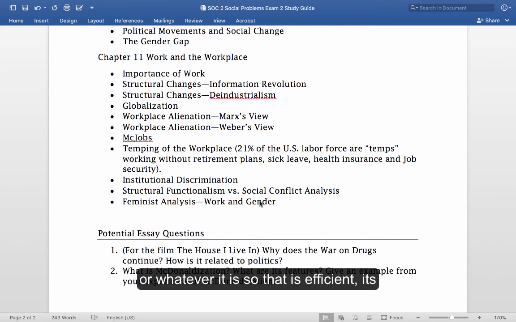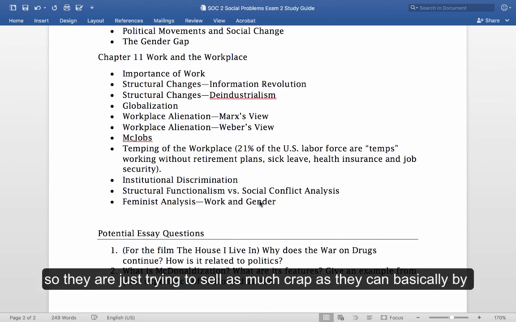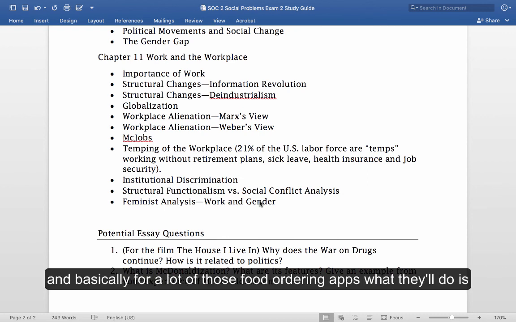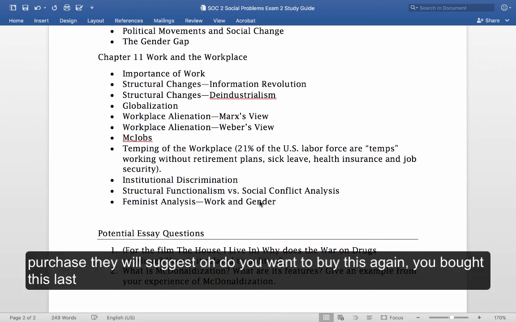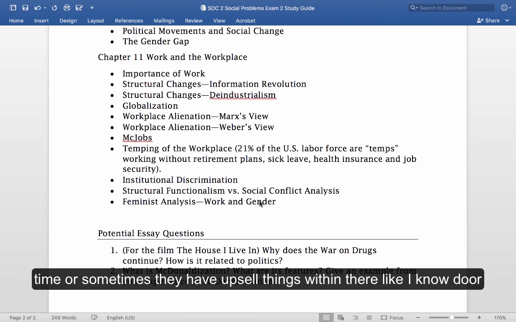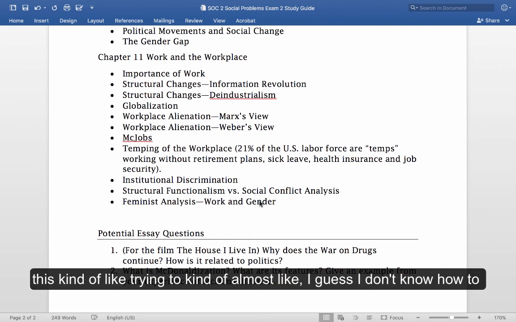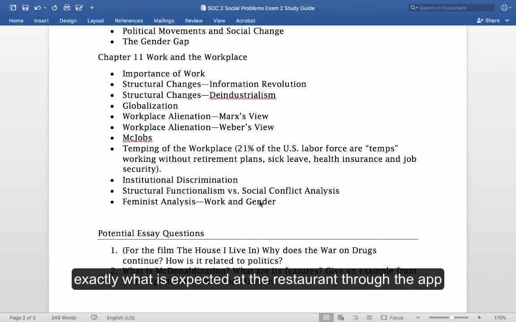So that's efficient. It's calculable because it's really all about getting you in and out of the restaurant as quickly as possible. So they're just trying to sell as much crap as they can, basically, by promoting a convenience service to you. It's predictable because you put into your app what you want to buy, and what you receive is that. For a lot of those food ordering apps, if you open it back up from a previous purchase, they will suggest, do you want to buy this again? You bought this last time. Or sometimes they have upsell things within the app. I know DoorDash does this because I'm kind of obsessed with DoorDash. They have a thing like other people added this to their order, right? This kind of gives you a hint towards more consumerism. But really, it's predictable in the way that you get exactly what's expected at the restaurant through the app.